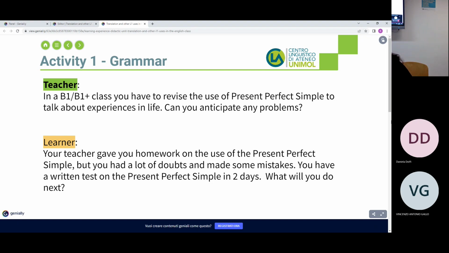the same as present perfect simple? Can we translate that? Of course not. When we talk about experiences in life, sometimes we do translate the present perfect simple with the passato prossimo. Can you give me an example? Ho fatto i compiti, I've done my homework.